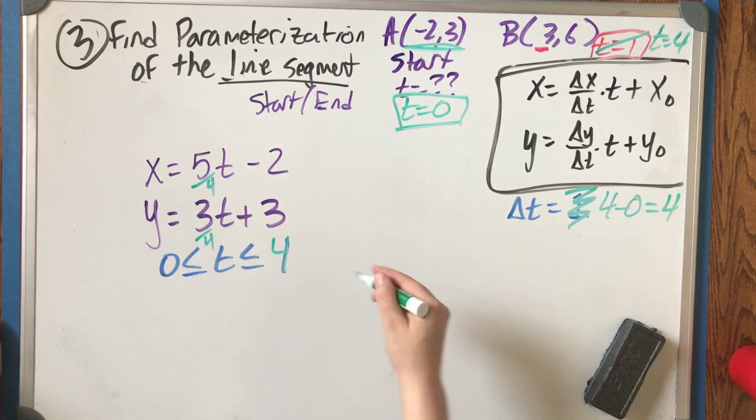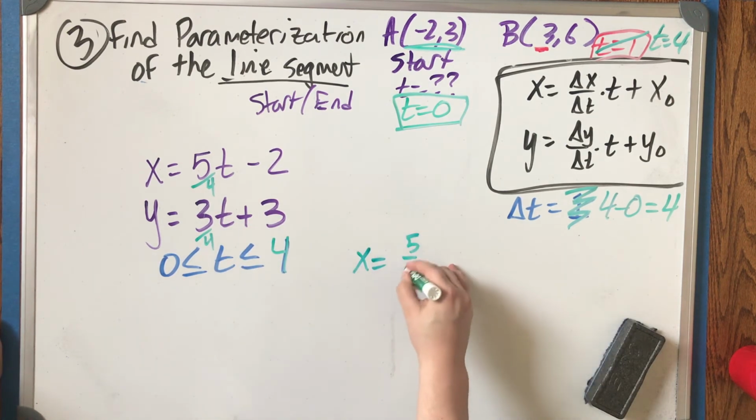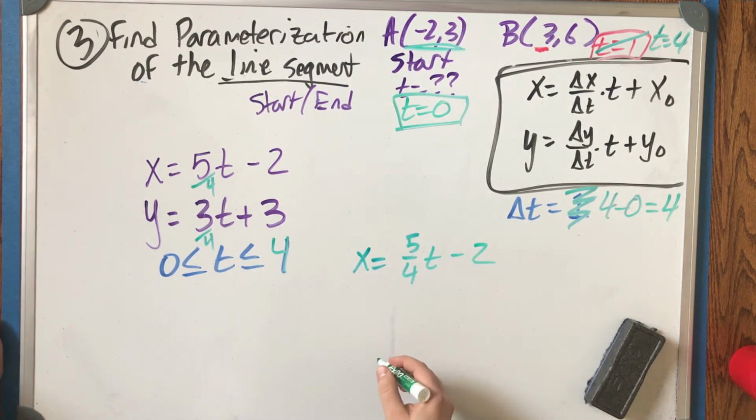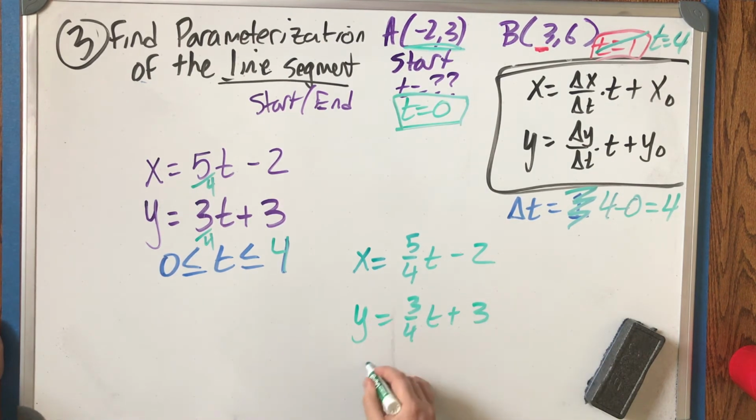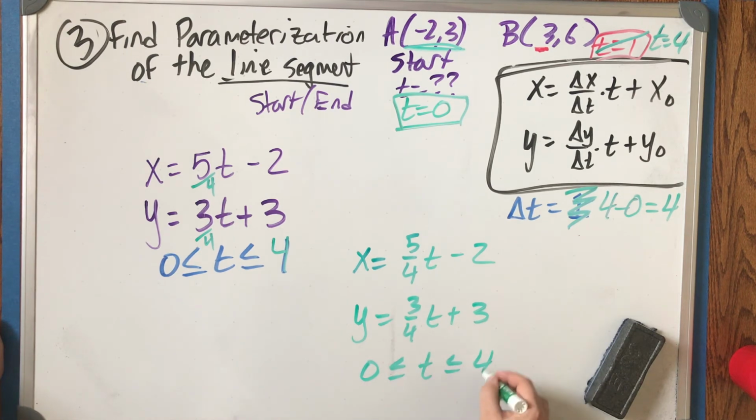So I'm just going to write it cleanly, just because it's a little bit messy up there, but I'll have x equals 5/4 t minus 2, and then I have y equals 3/4 t plus 3, and this will go from 0 to 4.